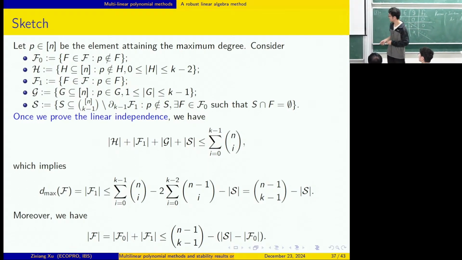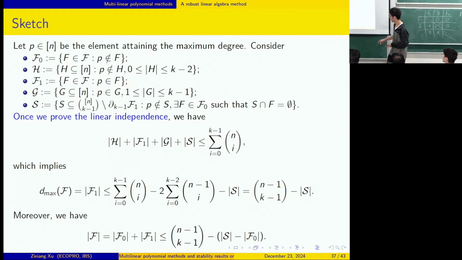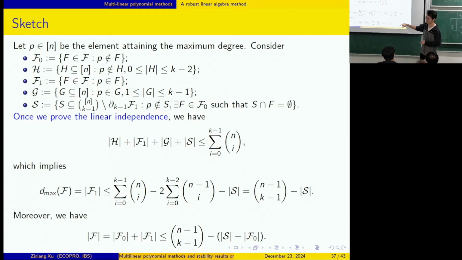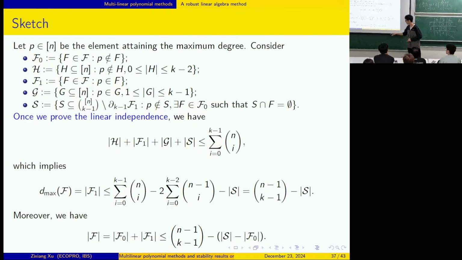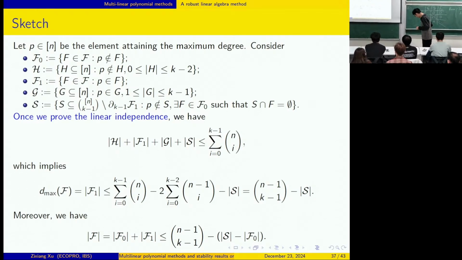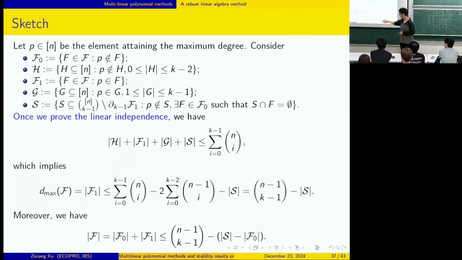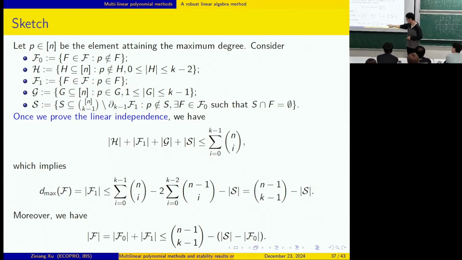Once we obtain this, I think people can also obtain it using a combinatorial argument, avoiding the linear algebra method. Okay, and to obtain the stability result, the remaining step is just to analyze the size of the partial non-shadow and F0.